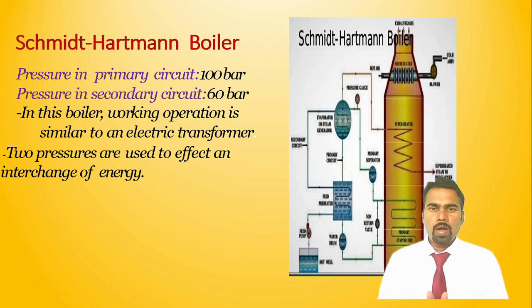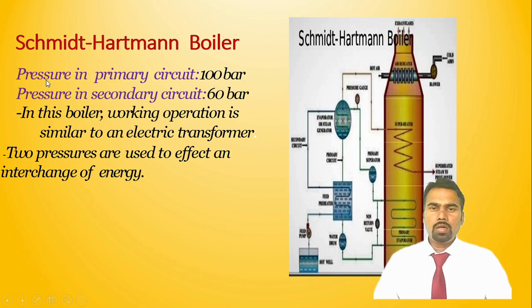What is the definition of a high pressure boiler, or how can we define a high pressure boiler? If the steam pressure is more than 80 bar, then we can say this type of boiler is a high pressure boiler. If it is less than 80 bar, then we can say it is a low pressure boiler. So this boiler is also a high pressure boiler.